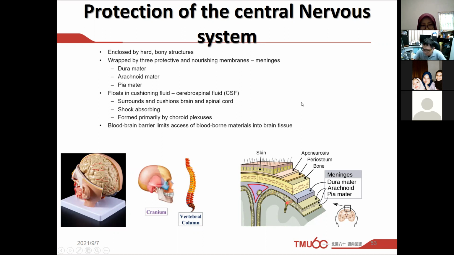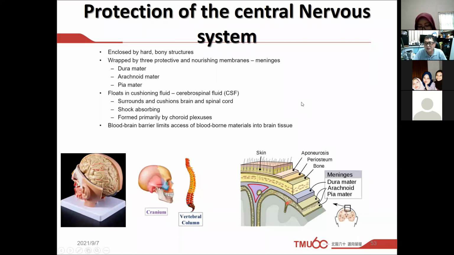So the body is very smart. It creates different methods and different structures to protect our cortex. The first one is a helmet. What is a helmet? The skull, right? The bone that covers our brain cortex.